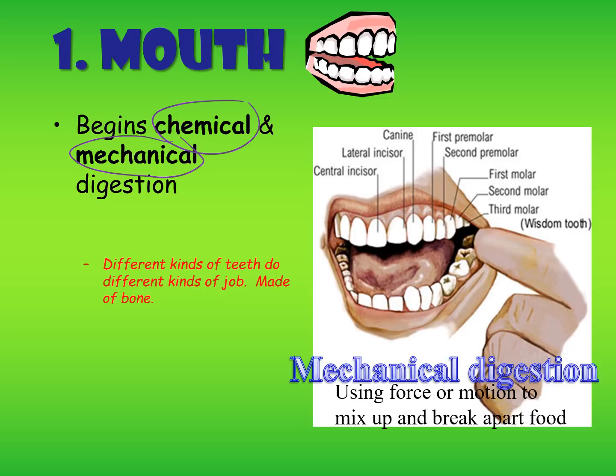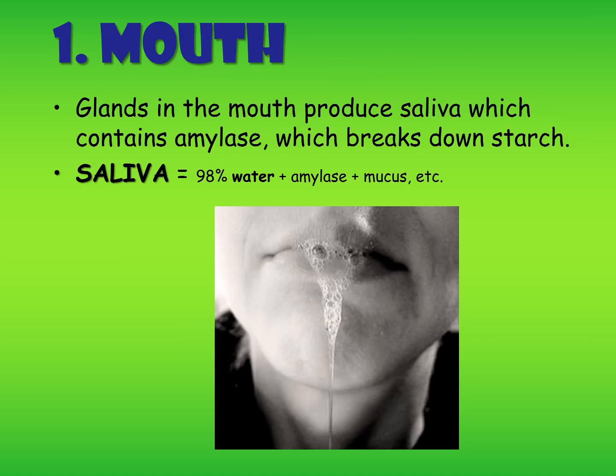So I just mentioned this. Mechanical digestion is using force or motion to mix up and break apart food. And we mentioned saliva, which is where the amylase is found that breaks down starch. And saliva is mostly water. There's some amylase, there's some mucus. The mucus is there to kind of lubricate the food and to make it easier to swallow as it goes down your esophagus. And it starts the process of chemical digestion, which is using chemicals, acids, enzymes, water, to break food down.